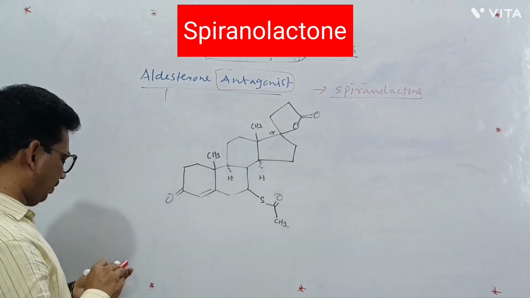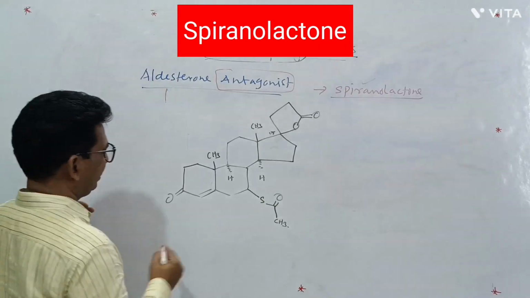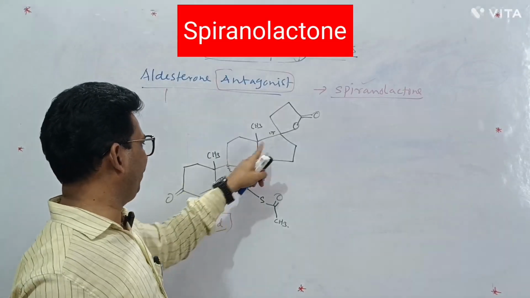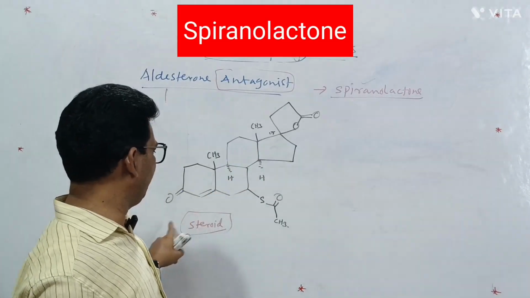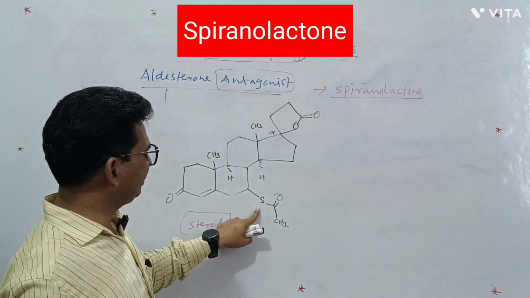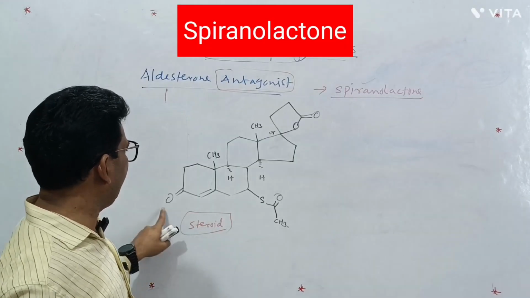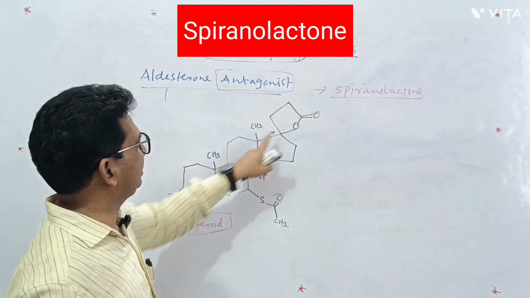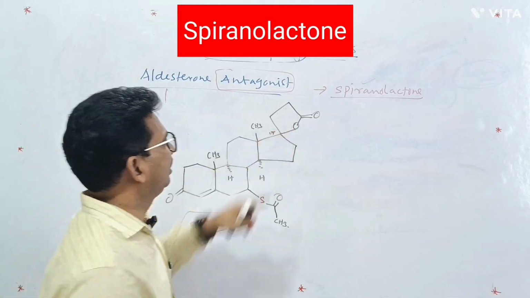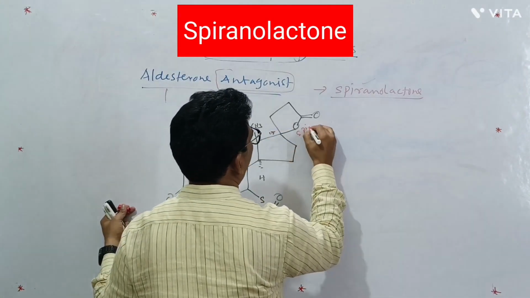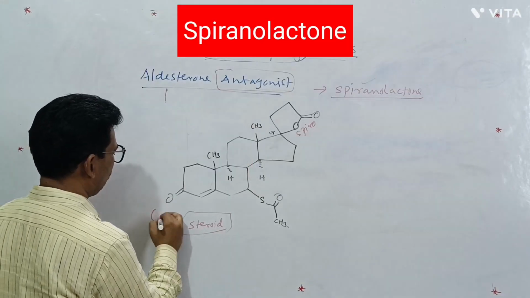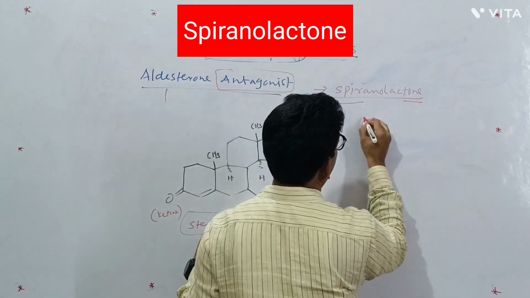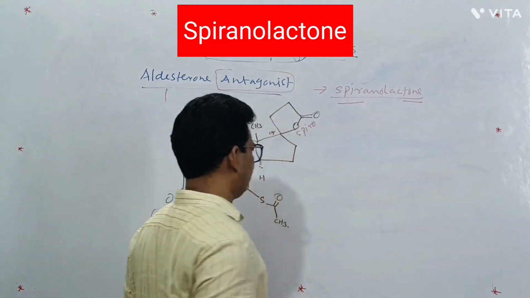Okay. What is the basic structure present in this case? It has the steroid, the cyclopentanoperhydrophenanthrene ring, that is the steroid nucleus. Here it has the thioacetyl group. Then here it has the ketonic group. That's why it is called a lactone, because it has the spiro compound here. This is the spiro and this is the ketone. That's why it is called spiro and lactone, spironolactone.